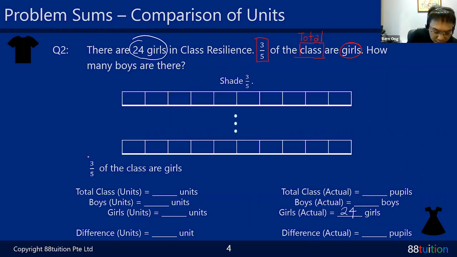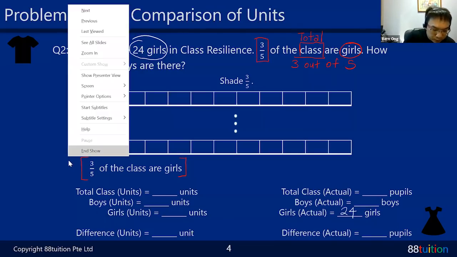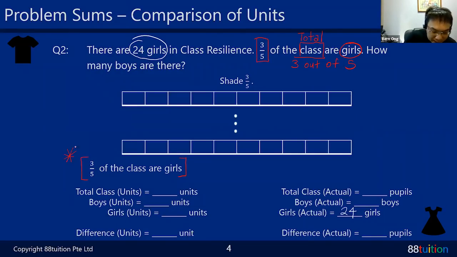So there's a fraction down here. Can you see this fraction down here? 3/5 of the class are girls. It simply means 3 out of 5 are girls. If we look at this fraction down here, once again I say, this fraction must provide you with important information. So 3 out of the 5 are girls.